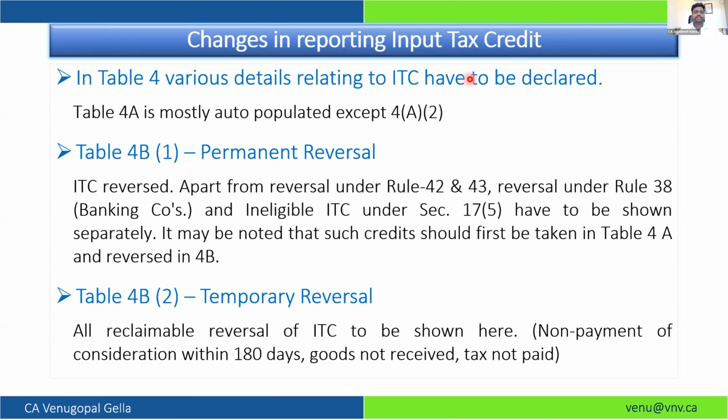Changes in reporting of input tax credit. As we discussed in the earlier slide, most of the tables in 4A are auto-populated except 4A2, that is import of services. 4B1 is for permanent reversal. Permanent reversal means, as we discussed, 17.5 blocked credit, Rule 42, 43 and Rule 38. All these are required to be reported in the permanent reversal. And 4B2 is for temporary reversal. That is the credit which I can reclaim in a future period after fulfilling all the conditions.